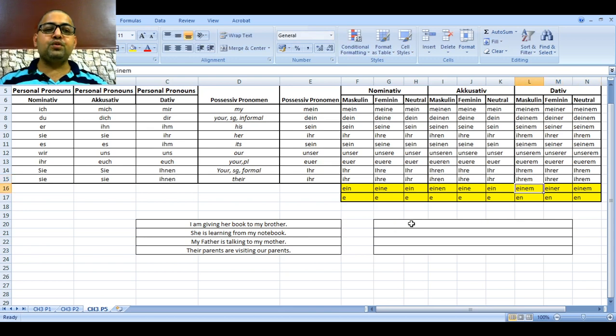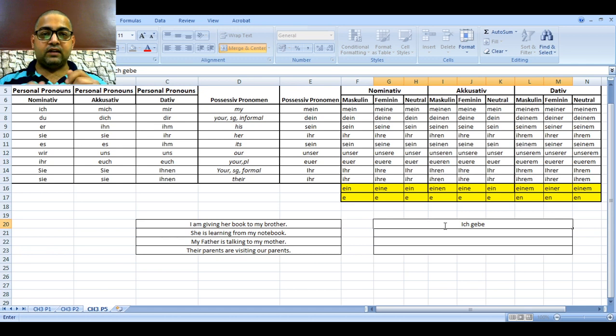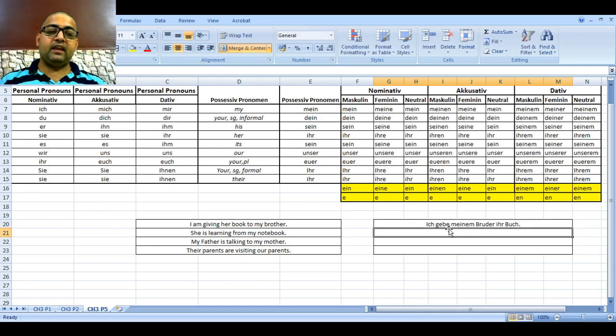Now, how to use it? I have four examples for you. First example: I am giving her book to my brother. In this sentence, first we need to identify the nominative, dative, and accusative components. Who is giving the book? Ich. Then the verb, ich gebe. What am I giving? The book. To whom? To my brother. Dative stays first. Ich gebe meinem Bruder ihr Buch. Why ihr Buch? Because Buch is das, neuter accusative, so we use ihr, her book.